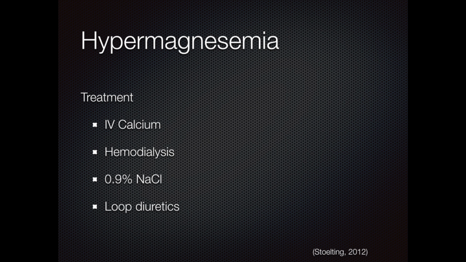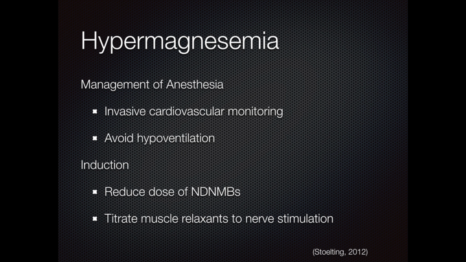Patients with mild symptoms may only require normal saline and loop diuretics to flush out the excess magnesium. Patients with significant hypermagnesemia need invasive cardiovascular monitoring to manage fluid and diuresis efforts. An A-line with frequent ABGs may be needed to manage pH and prevent acidosis from exacerbating the condition. Hypoventilation must be avoided for the same reasons.